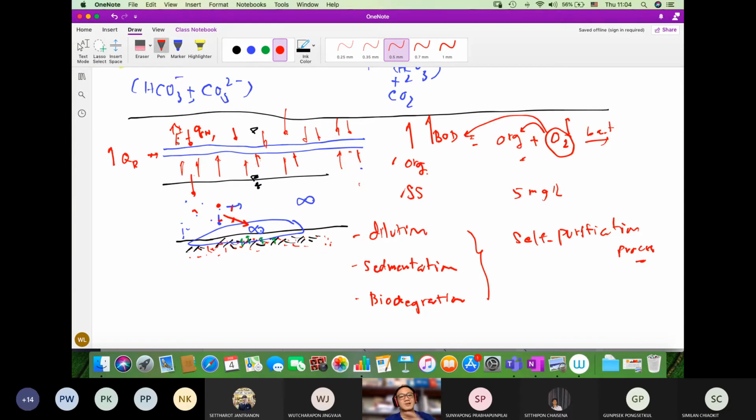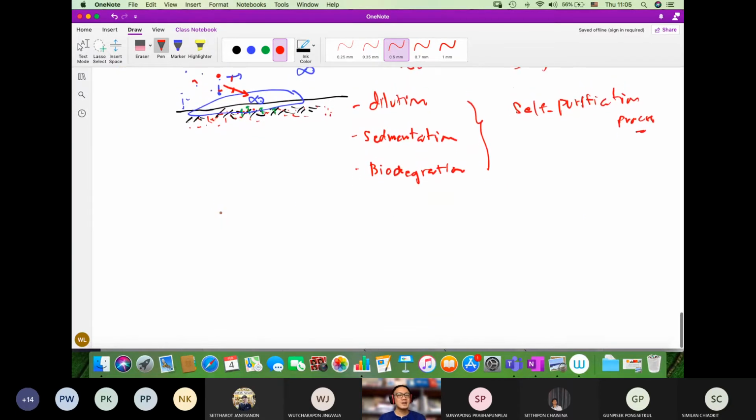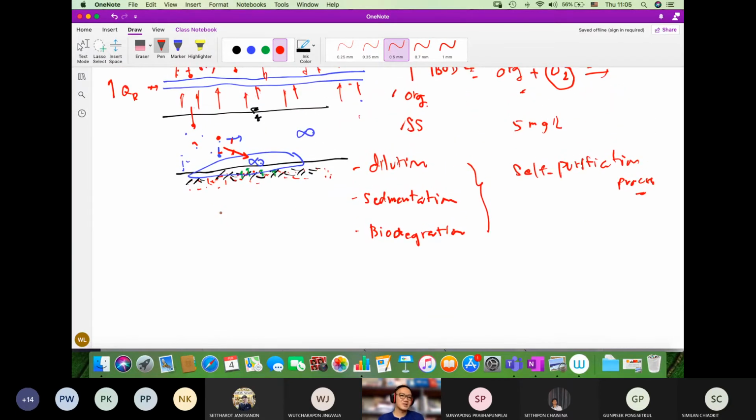So this is the idea of why the second approach to setting up the standard is being considered. The second approach mainly focuses on the stream assimilation capacity. Stream assimilation capacity, assimilation process. These three are the assimilation processes.